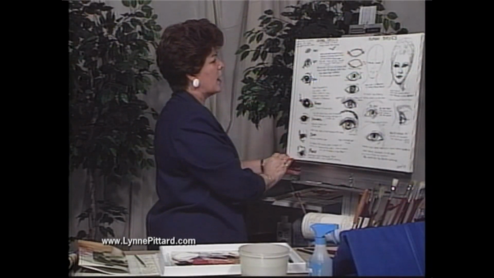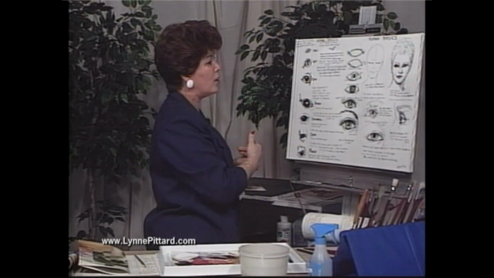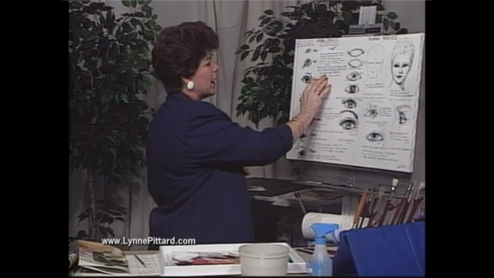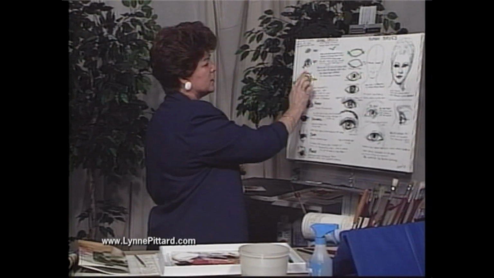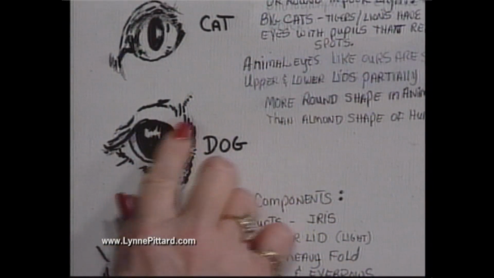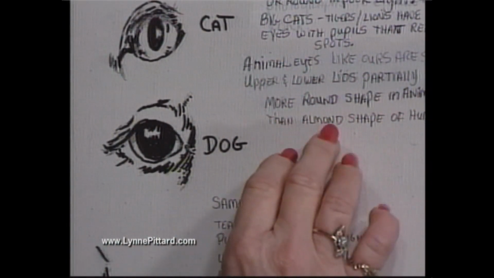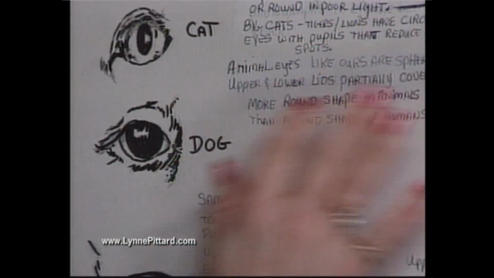Almost all animal eyes are like ours. They're spherical balls, and the upper and lower lids partially cover the balls. They're more round shape in animals, the socket and the way the lids cover, and they're more almond shape in the human eye. So you want to find that there is a big difference there.